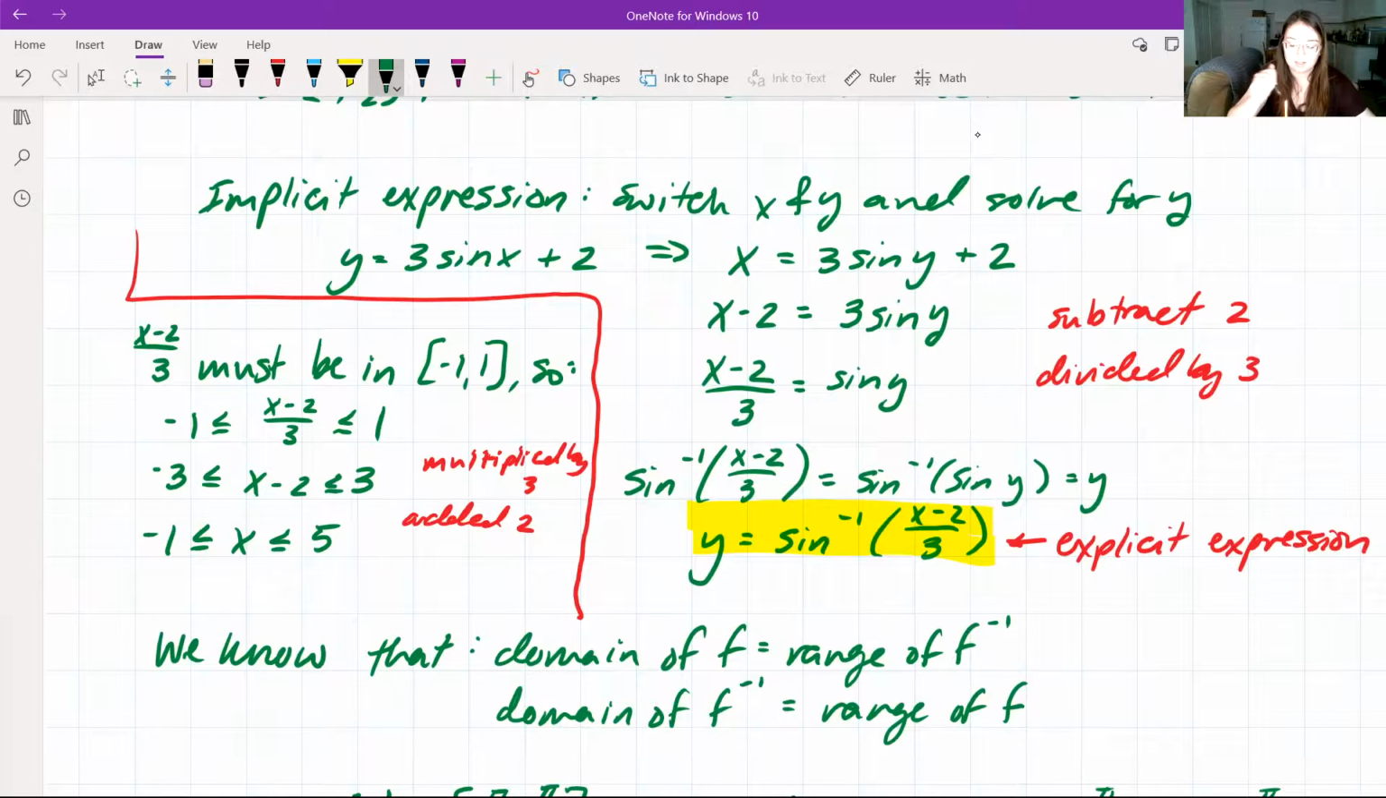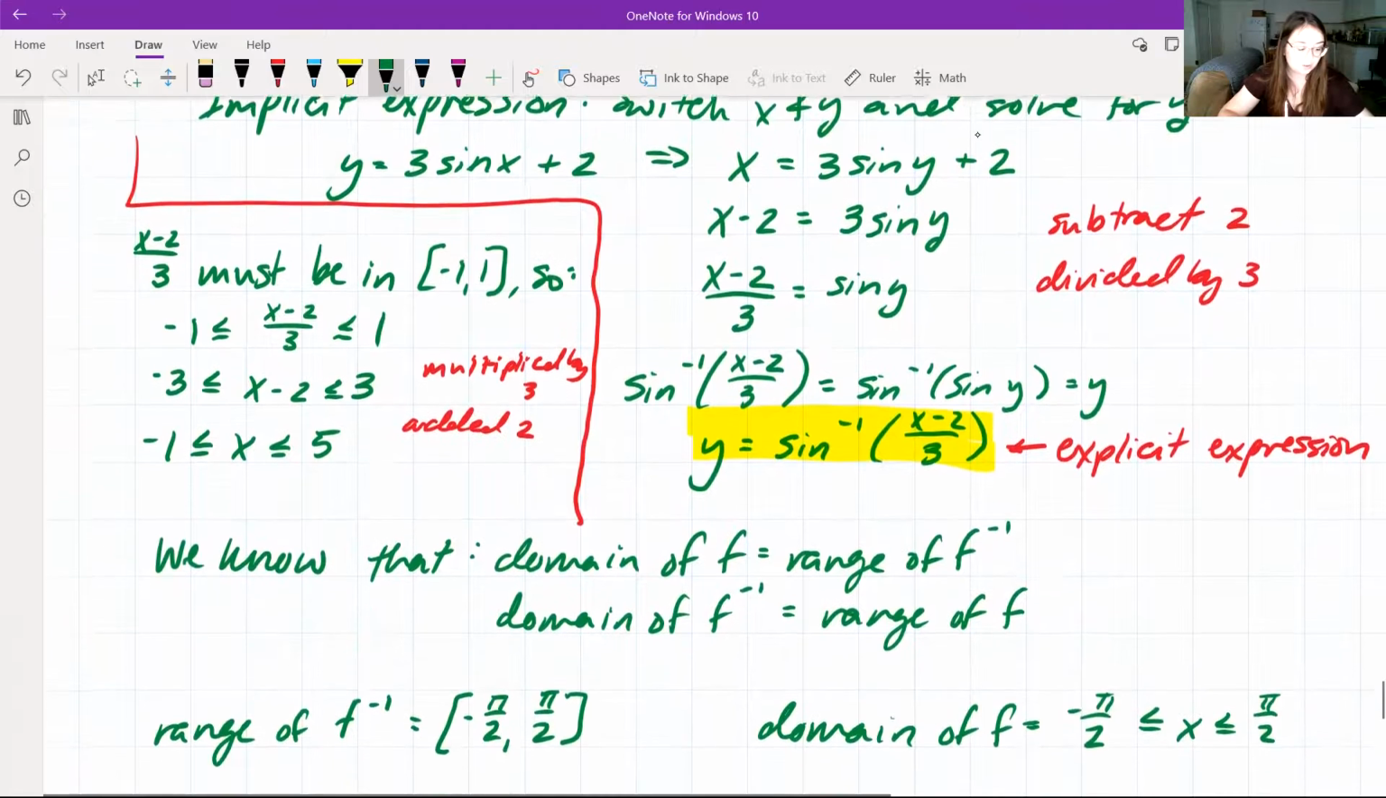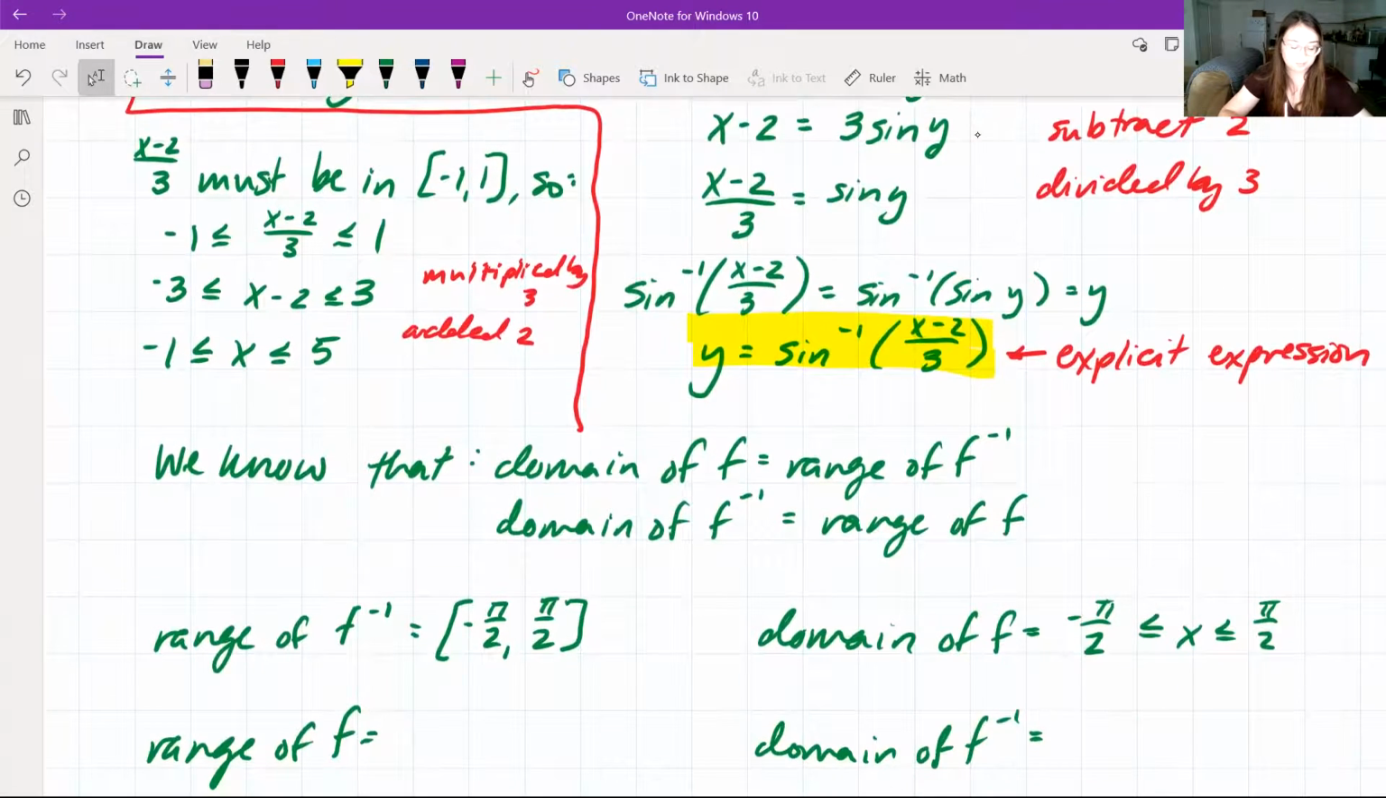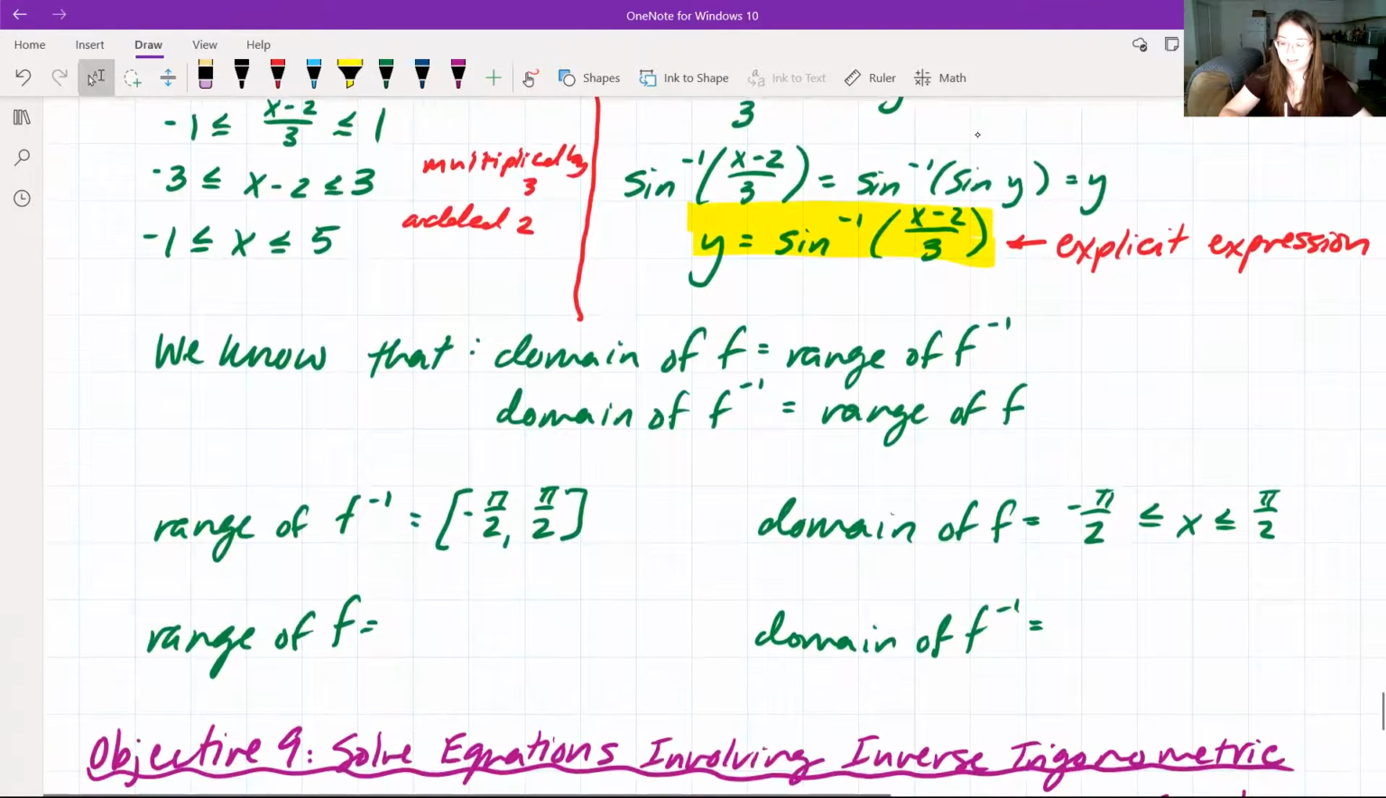So this would be our new range of f inverse, which also gave us that domain as well. Since this is technically the range of our function f, this is also the domain of f inverse. So we can write this out. So our range of f would be -1 to 5.